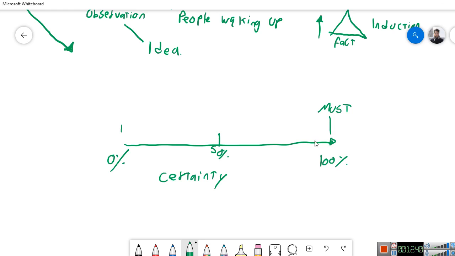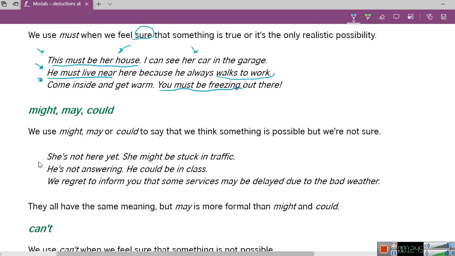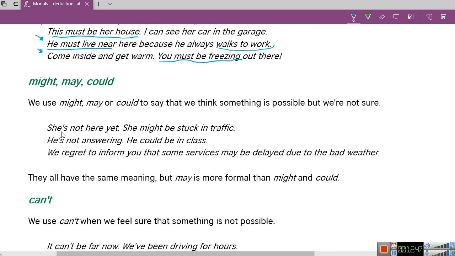All right. Now let's continue with might, may, or could. These all mean the same and they're interchangeable. So we use might, may, or could to say that we think something is possible, but we're not so sure. This is the most important phrase out of this sentence. But we're not so sure. So let me show you why we're not so sure.